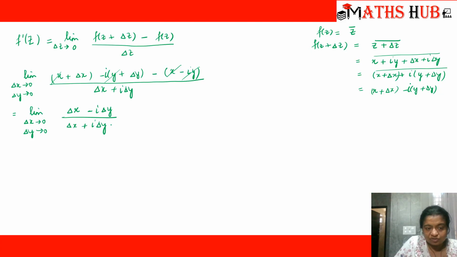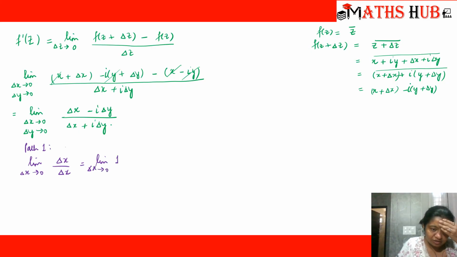Now let us choose path 1. Path 1 is, first let us put y approaches 0. So when we put y approaches 0, I will get delta x by delta x, which is, limit delta x approaches 0, sorry, it is 1, so the limit value is 1. And what about the second path?